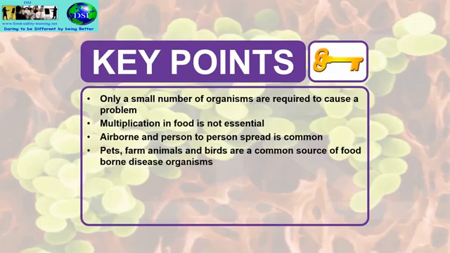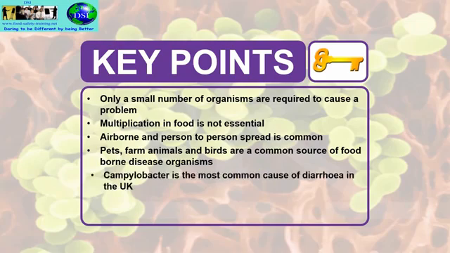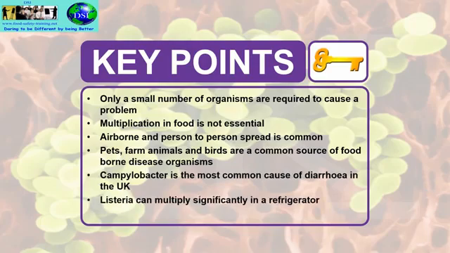Pets, farm animals and birds are a common source of foodborne disease organisms. And Campylobacter is the most common cause of diarrhea in the UK. Again, be especially careful with packaged poultry, chickens. The bacteria is not just present on the chicken skin and within the cavity, but also on the outside of the packaging. Listeria can multiply significantly in a refrigerator because it grows from minus 1.5 degrees C.